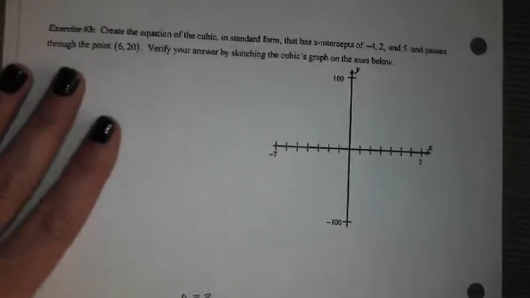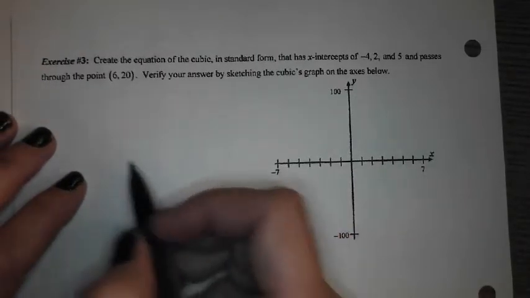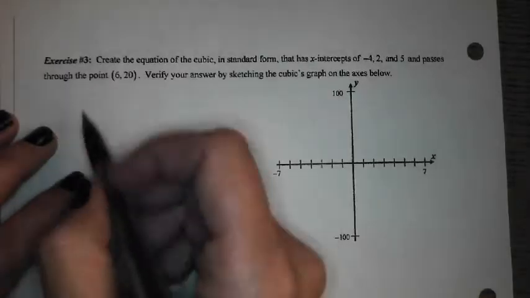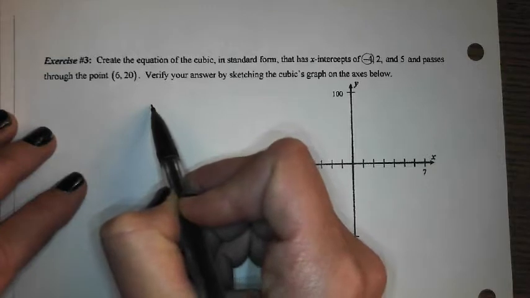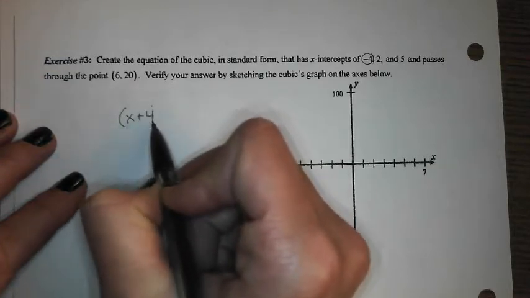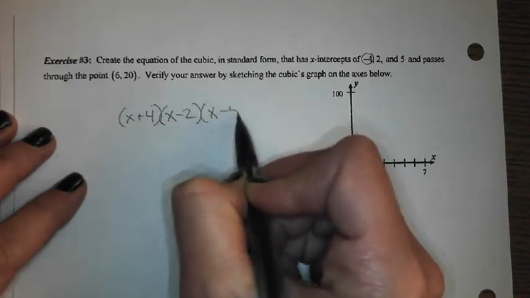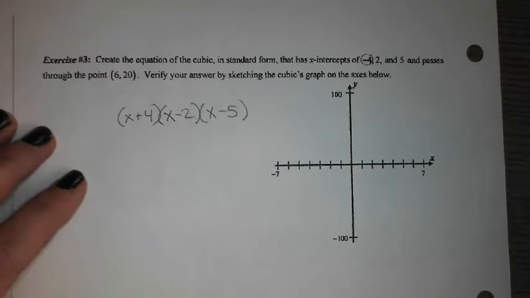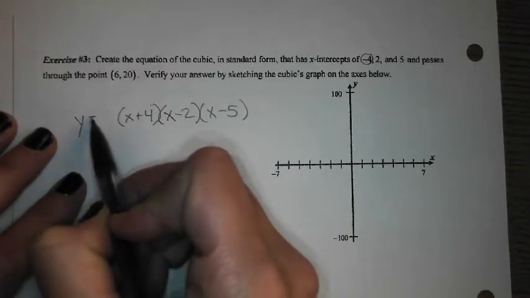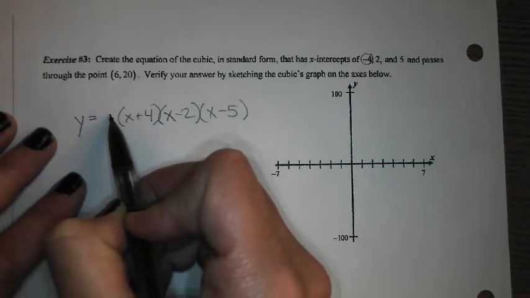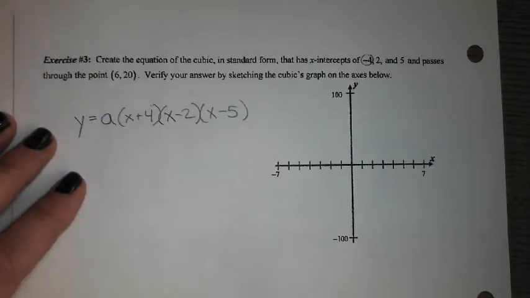Okay, and back up to exercise 3. Oh, who am I going to pick on? Jake. If I have an x-intercept of negative 4, what's my factor? And what are my other factors? Keep going. Okay, and how do I have to improve this so it looks like the general format? y equals always an a. Always an a.